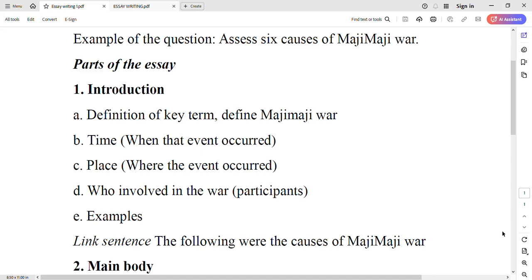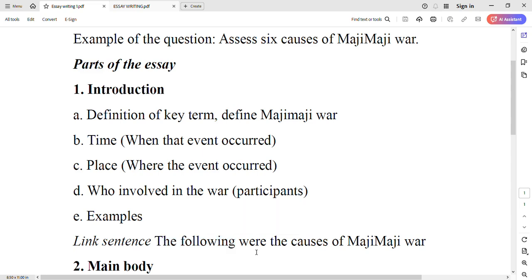Actually, it shows the following were the causes of the Majimaji War. So you can have the words "the following were" and then put the causes of the Majimaji War. At the end it can change: the following were the effects, the following were the types, the following were the advantages, and so on, depending on the nature of the question. So the link sentence is connected to the question.